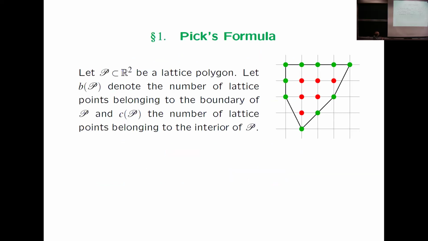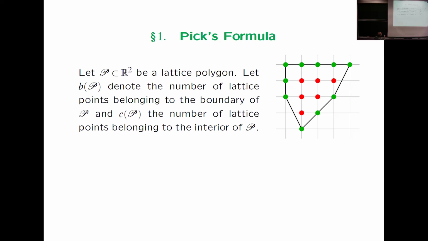And the classical formula of Pick is the 2-dimensional case, just elementary school mathematics. So P is a lattice polygon, and B(P) is again the number of lattice points in the boundary of P. In this case, B(P) is the number of green points. The boundary is here, here, and here. So the number is 1, 2, 3, 4, 5, 6, 7, 8, 9, 10. So in this case, B(P) is 10.